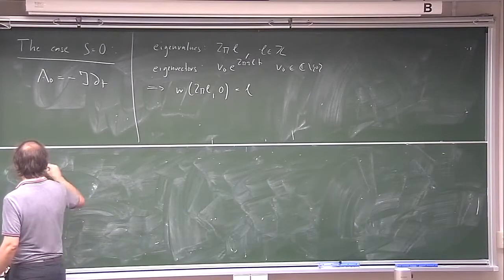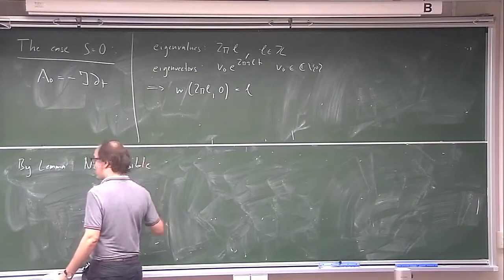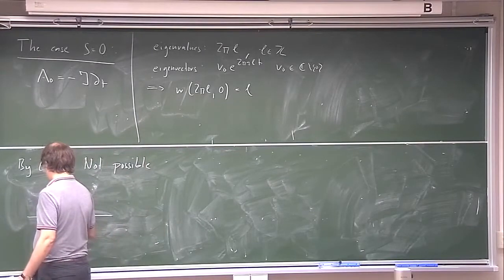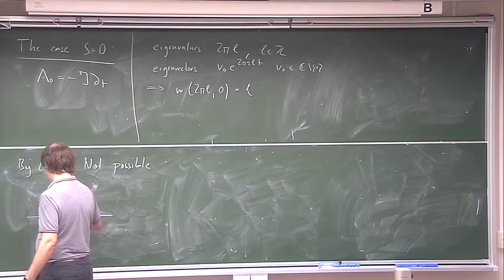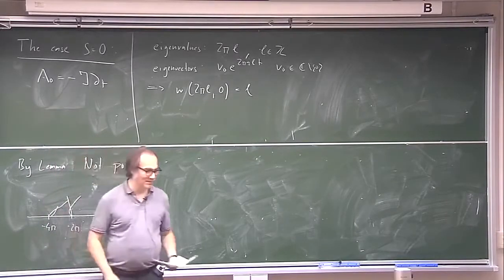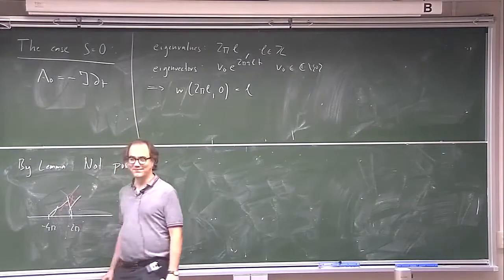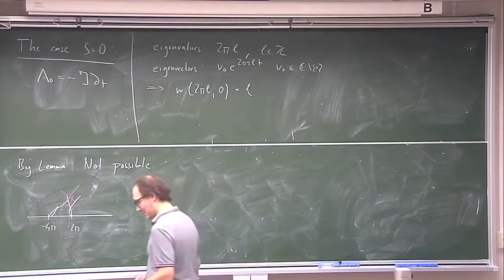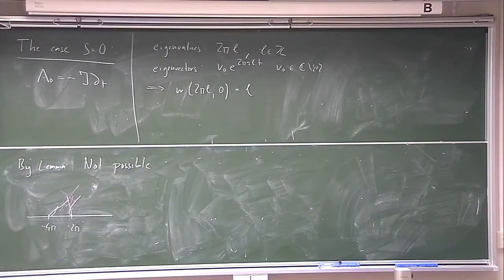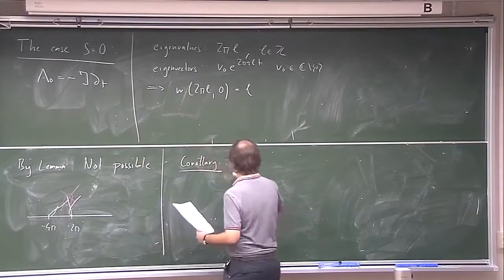So by the lemma, this is not possible. That's definitely 4 pi. It's 2 pi. So we have these two, maybe they cross, but then this is not possible. So this gives us, as a further corollary of the lemma, the monotonicity.